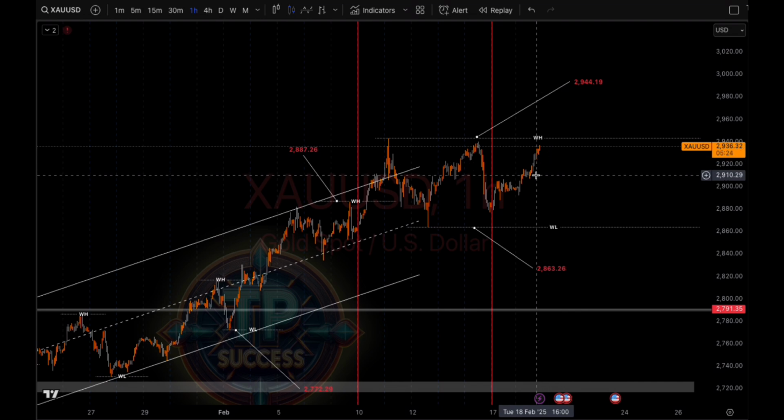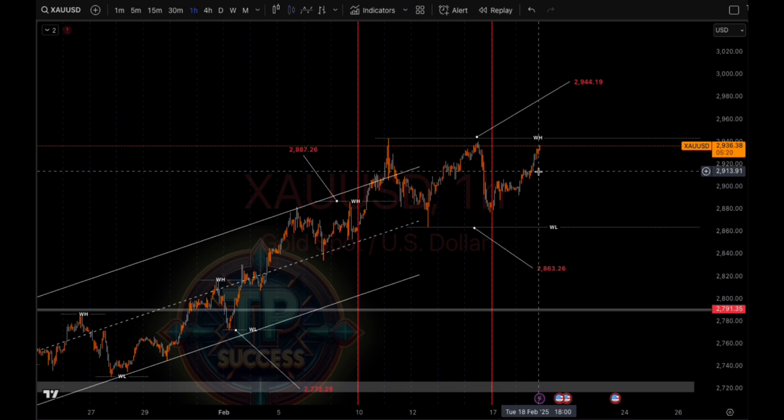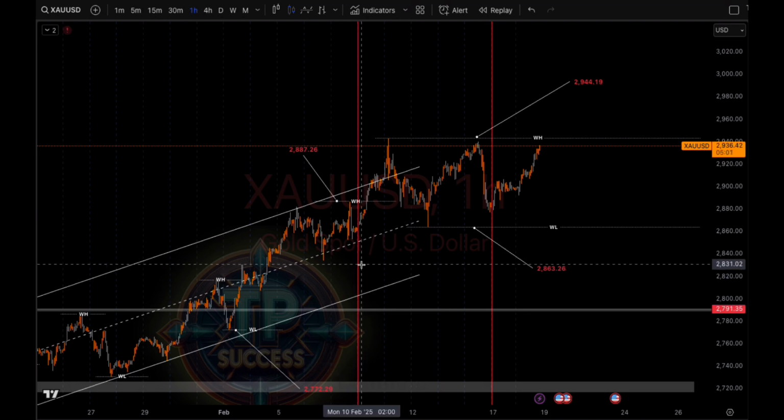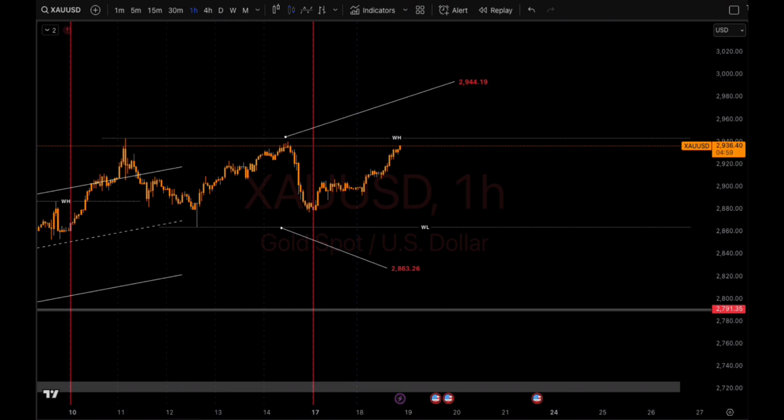So what do we want to take away from this analysis is that first things first, price is now heading to a resistance level. Now, this resistance level was set for us last week in the form of a double top, right? So that's this area right here where we have the weekly high, but I'm going to try and draw it out to make it a little bit more precise. Let's just zoom in a little bit.